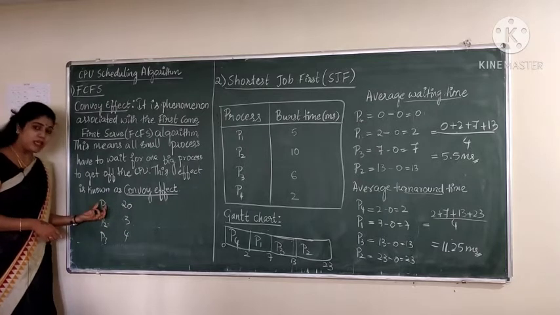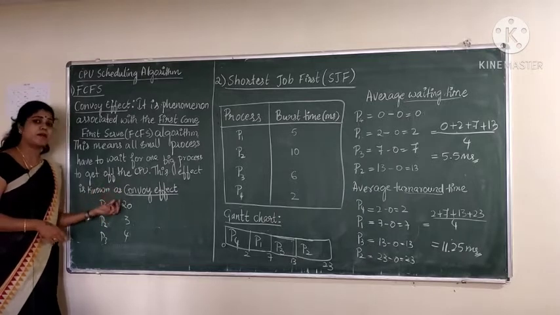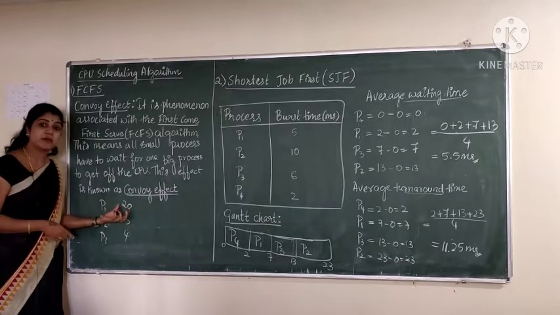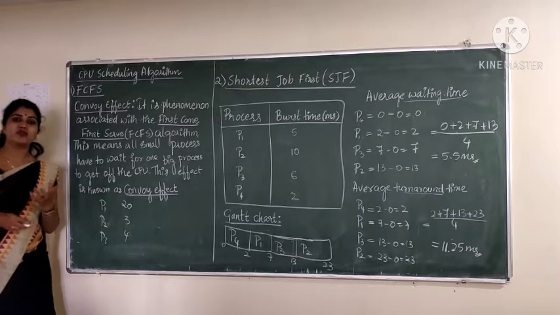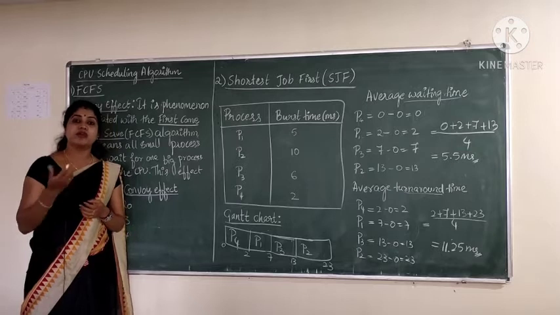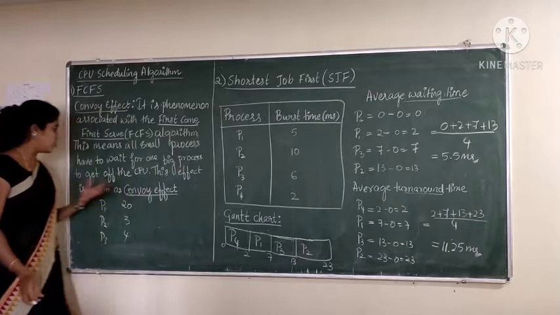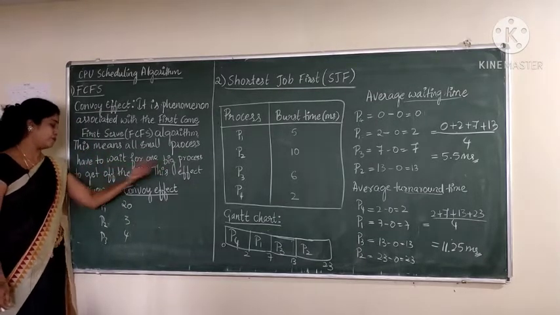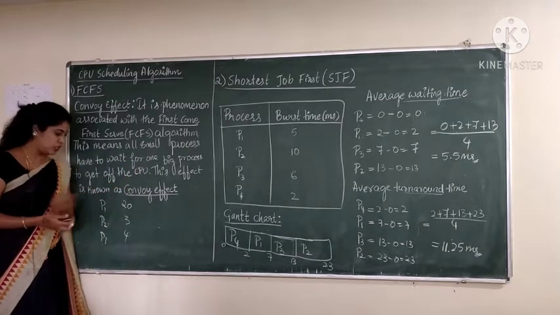Whichever process comes first gets the chance of entering the CPU, even though its burst time is high compared to the remaining processes. So the process with the least burst time should wait until the completion of the process with the higher burst time, because the concept depends on first come first serve. In other words, all small processes have to wait for one big process to get off the CPU. This effect is called the convoy effect.